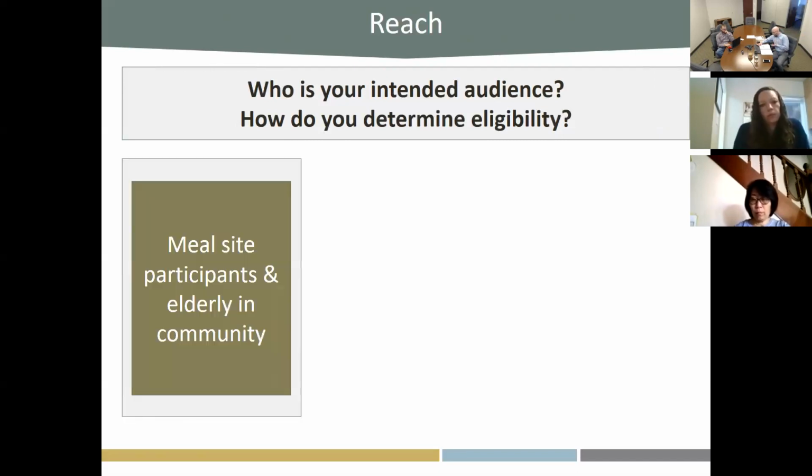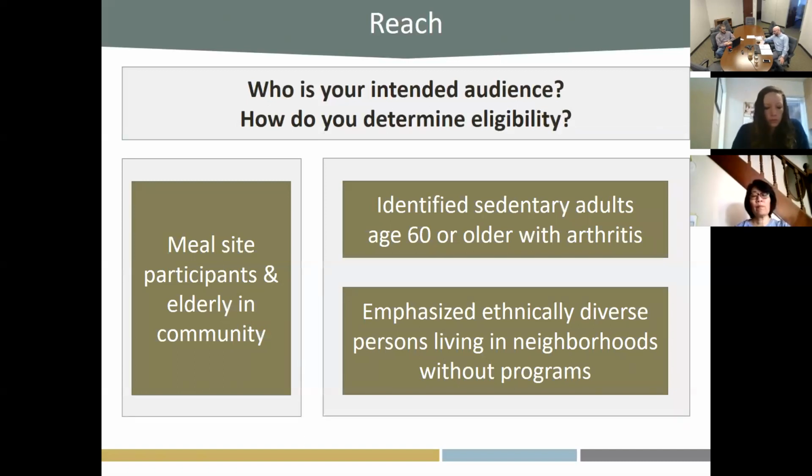So in this case study, ethnically diverse sedentary adults 60 or older living in neighborhoods without access to exercise programs were identified as the target population and the denominator. So they didn't limit exercise programming to adults with arthritis, but they made a special effort to recruit those adults with arthritis because they knew that they were overrepresented among elders, and they're often hesitant to be active despite proven benefits for elders with arthritis. So they set recruiting targets based on those that they estimated had arthritis. That was their logic behind that.